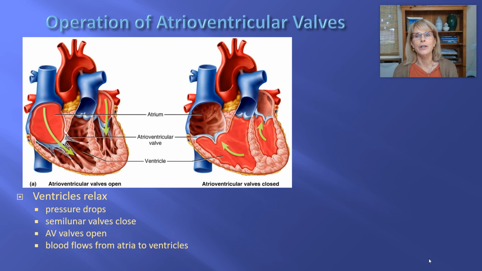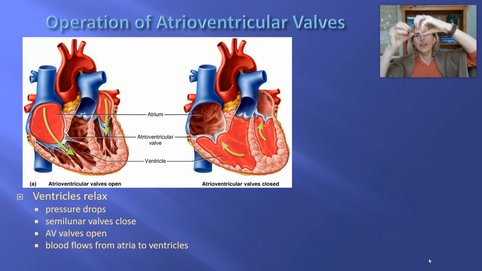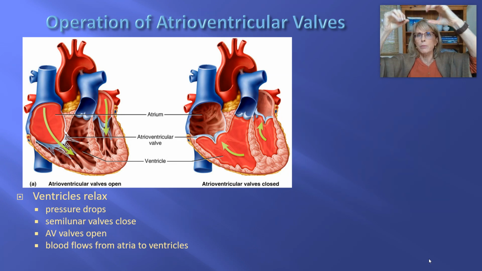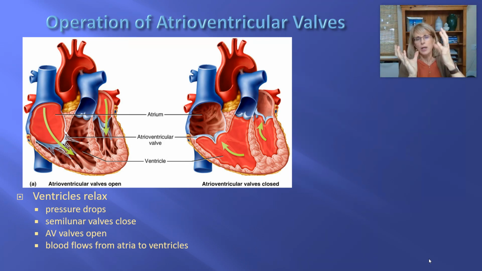Let's review the operation of the atrioventricular valves, and then we'll talk about the operation of the semilunar valves, right? The atrioventricular valves are the tricuspid valve and the mitral valve, also called the bicuspid valve. The first thing that's going to happen is when the ventricles relax, the atria are contracting, right? That means when the atria are in systole, the ventricles are in diastole. And when the atria are in systole, the pressure in there is greater than the pressure in the ventricles. So the blood literally pushes open the tricuspid valve and the mitral valve.